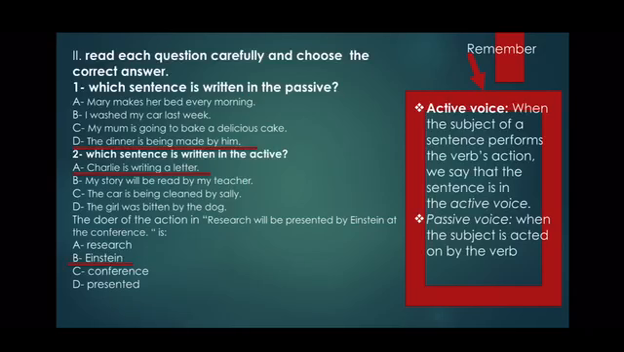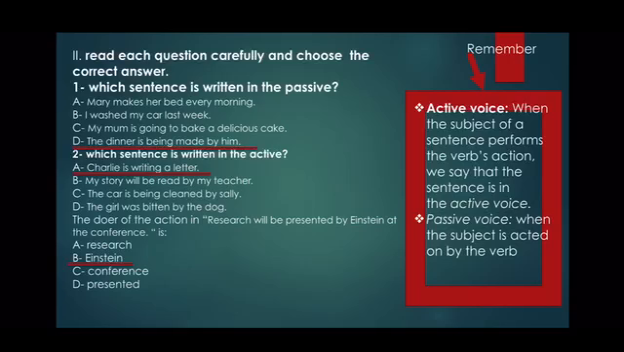My mum is going to bake a delicious cake. My mum, who's going to bake a delicious cake? My mum. So my mum here, the doer of the action, is in the place of the subject, so it is an active sentence. The dinner is being made by him. Who made the dinner? Him. Here I have him, the doer of the action, in the place of the object. So it is the passive sentence, which is D.